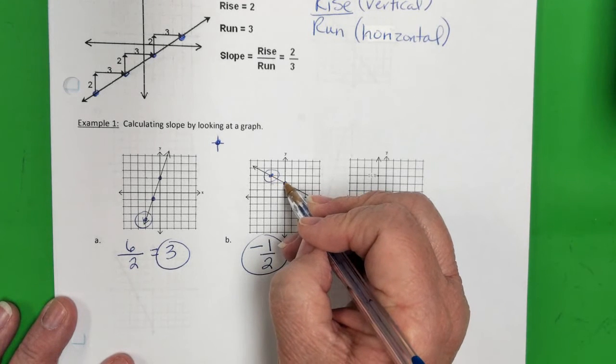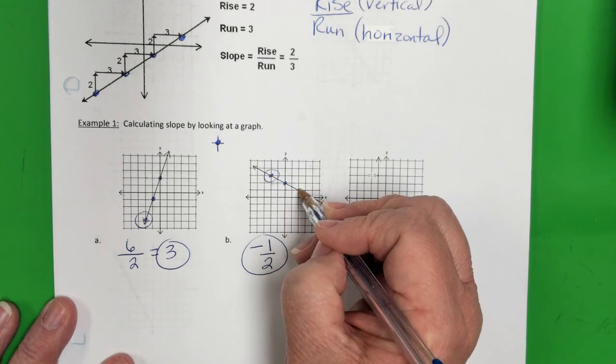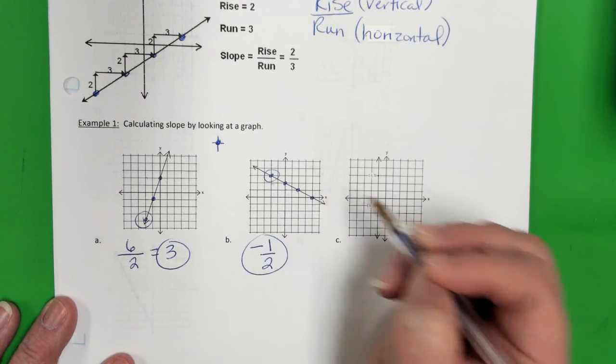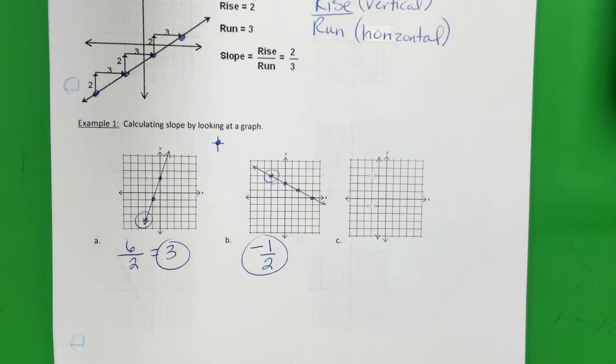Down 1 over 2 on the line. Down 1 over 2 still on the line. Now, those weren't points that we used because we only had to count between 2.